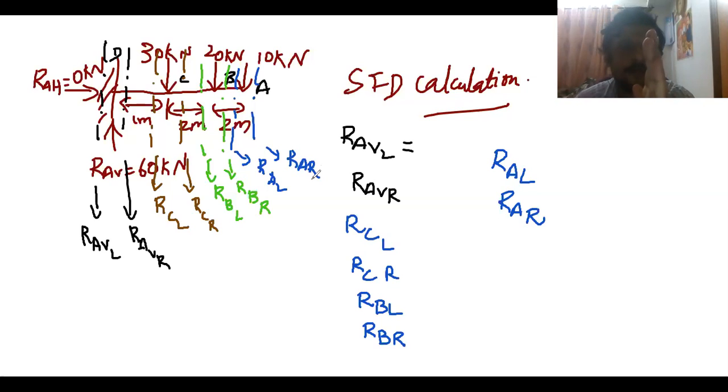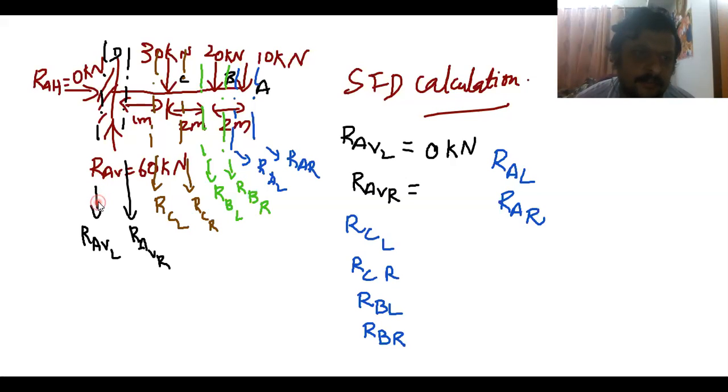If I view to the left of that, because my left hand, I'll view to the left of that. If I view to the left of that, like this, what is happening? There is no force. So we'll say RAVL is 0 kilonewton.